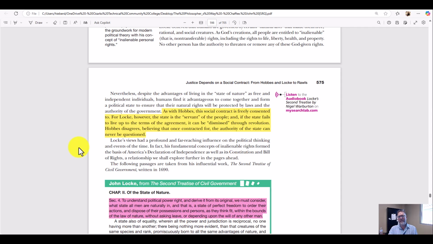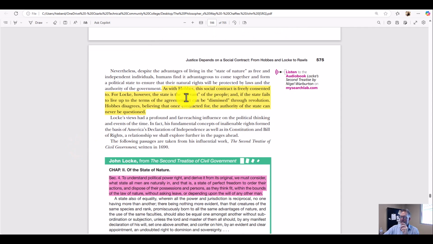So Hobbes sees the right to revolution as inherently contradictory because it's just going to revert back to a state of anarchy, because if you overthrow the government, then by definition there is no government, and that means that you're back to the state of nature, which was the very thing that you were trying to escape by forming a social contract in the first place. So that's what John Chafee, the author of the textbook, is pointing out in this yellow highlighted passage.